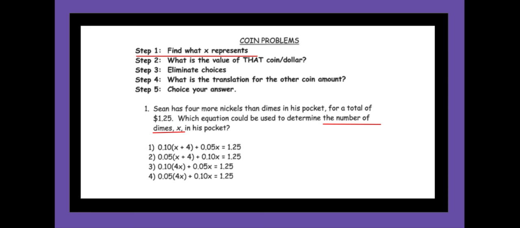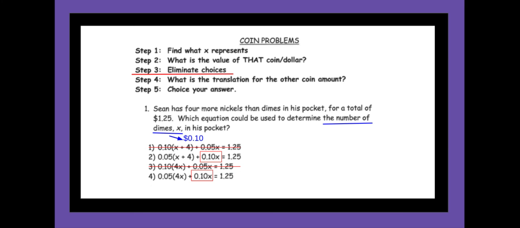Now we look at step 2. What is the value of that particular coin? A dime is worth 10 cents. So I know that those two things have to go together, 10 cents and dimes. Now we want to eliminate answer choices. Since I know that the 10 cents has to go with dimes, I know that answer choice 2 and answer choice 4 are definitely answer choices I want, because those are the two pieces that have to go together, because dimes is our missing amount and that's our unknown. So I'm going to eliminate answer choice 1 and answer choice 3 so I don't look at those anymore.